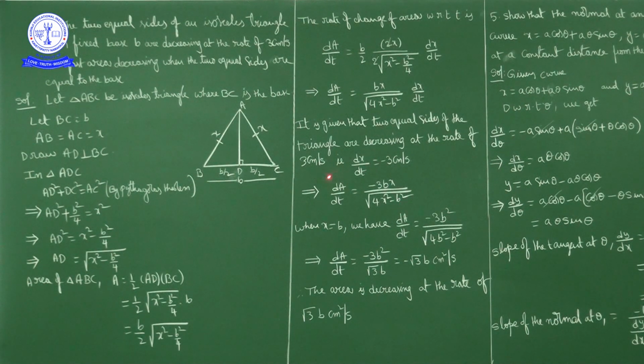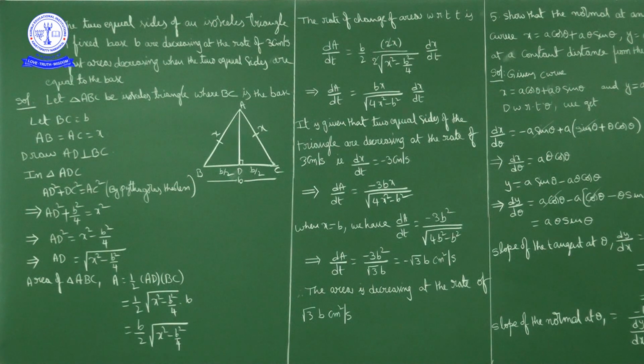Now this is dA by dt. When the two equal sides are equal to the base, that is, when x is equal to b, we get dA by dt is equal to minus 3b square upon square root of 4b square minus b square, which is nothing but minus root 3 b centimeter square per second. So the area of the triangle is decreasing at the rate of root 3 b centimeter square per second when the two equal sides are equal to the base.